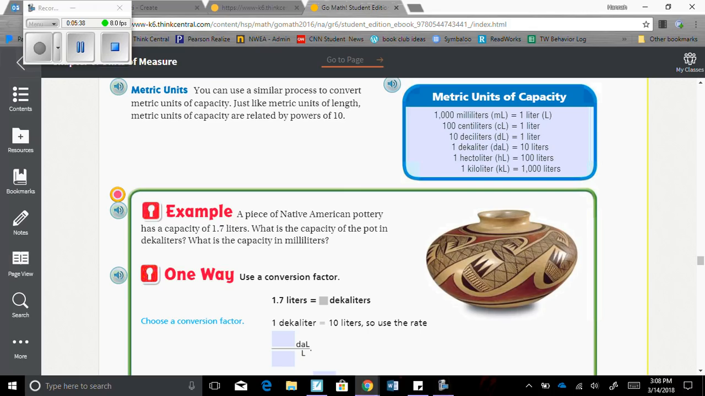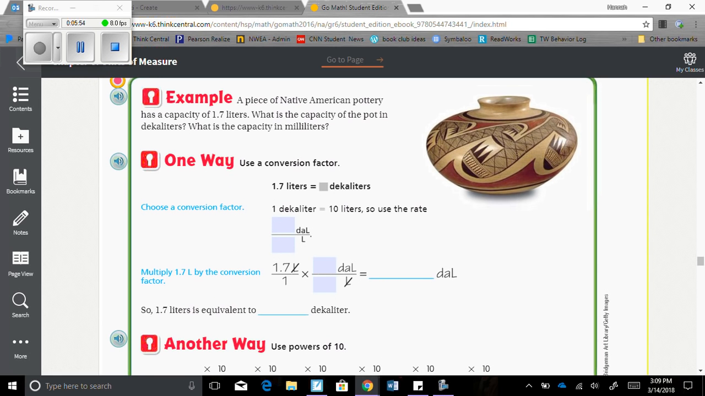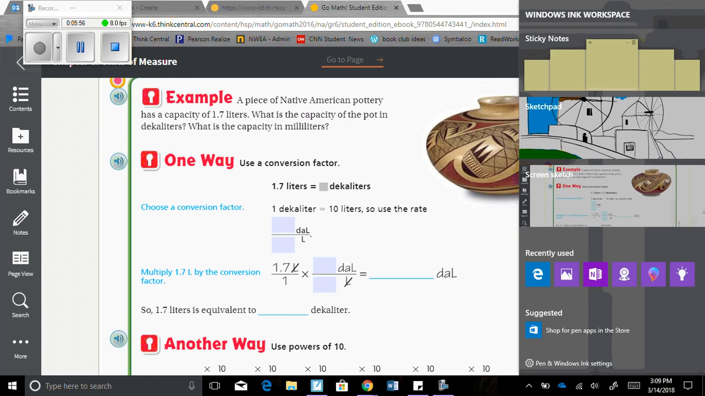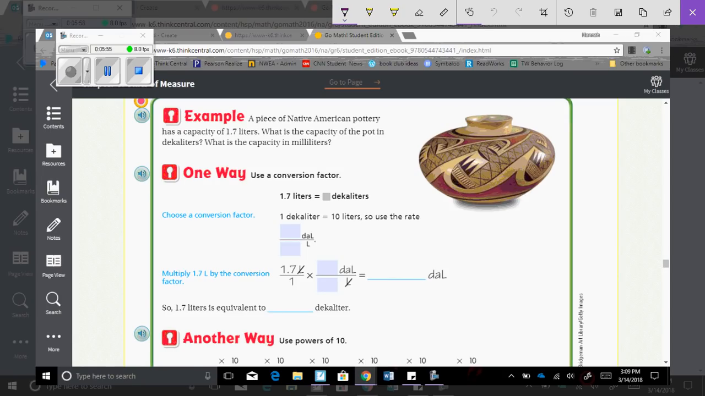100 centiliters is 1 liter. 10 deciliters is 1 liter. 1 decaliter is 10 liters. 1 hectoliter is 100 liters. And 1 kiloliter equals 1,000 liters. All right, looking at our example, it says a piece of Native American pottery has a capacity of 1 7/10 liters. What is the capacity of the pot in deciliters? What is the capacity in milliliters?